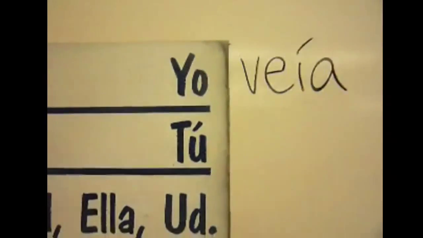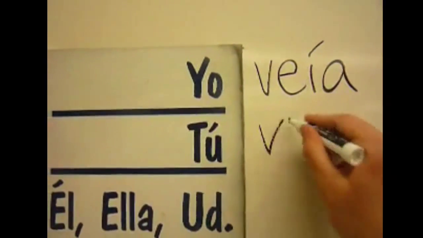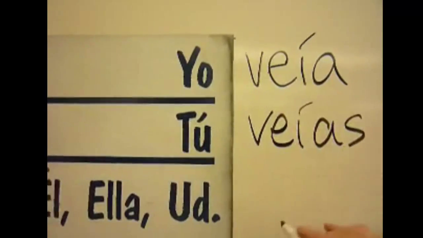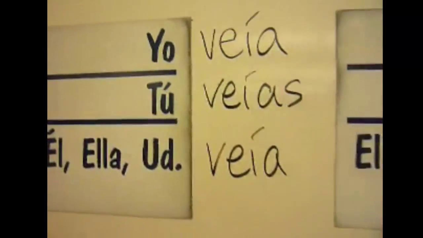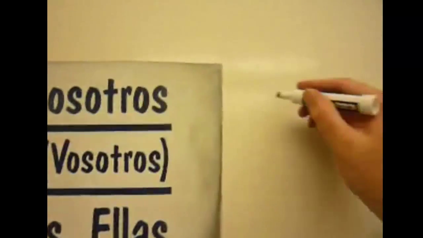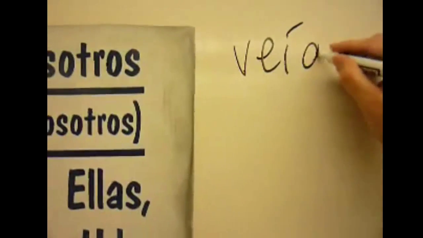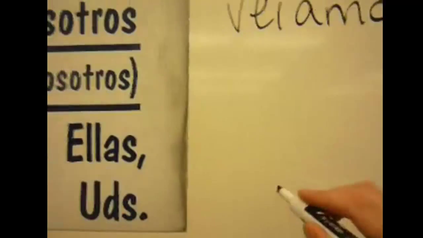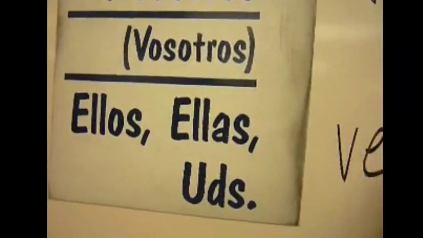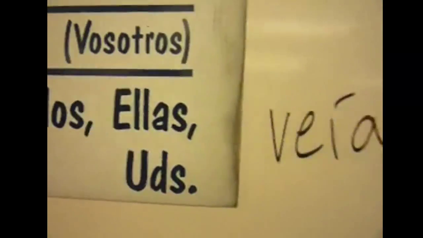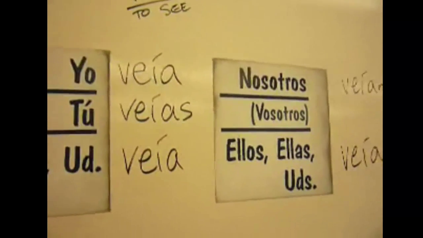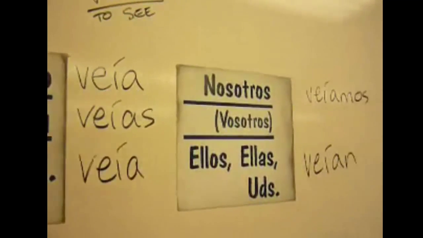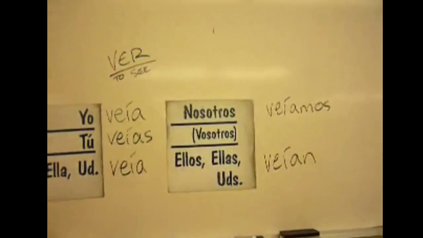Yo veía. Cuando yo era joven, yo veía la tele todas las noches. Tú veías. Él, usted veía. You'll notice it's just like the ER, IR verbs in the imperfect, except we're leaving the E. We're only dropping the R. Nosotros veíamos. And ellos, ellas, ustedes, here we go, veían. Okay, so those are the verb ver in the imperfect.